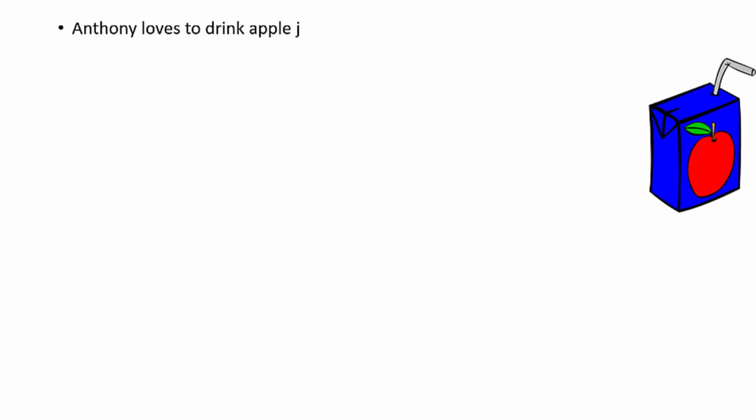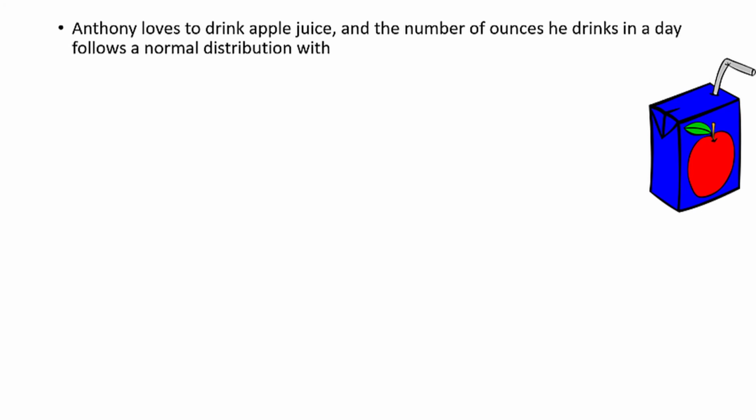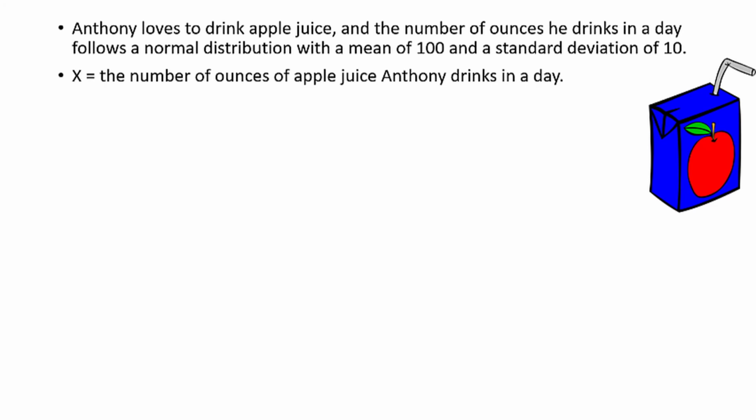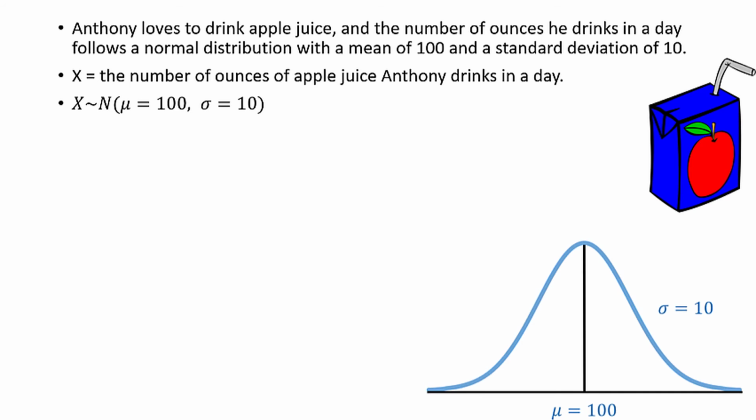Anthony loves to drink apple juice, and the number of ounces he drinks in a day follows a normal distribution with a mean of 100 and a standard deviation of 10. If we let x represent the number of ounces of apple juice Anthony drinks in a day, then x is normally distributed with a mean of 100 and a standard deviation of 10. Here is the distribution of Anthony's daily apple juice consumption.